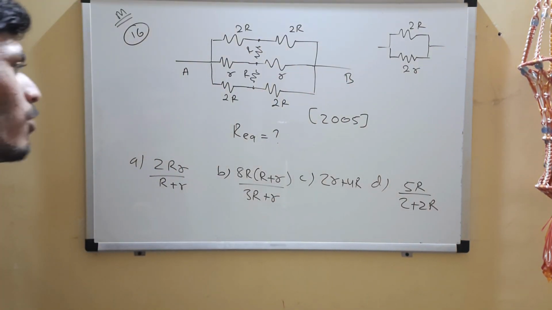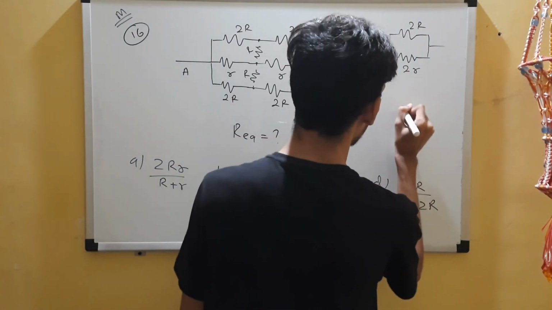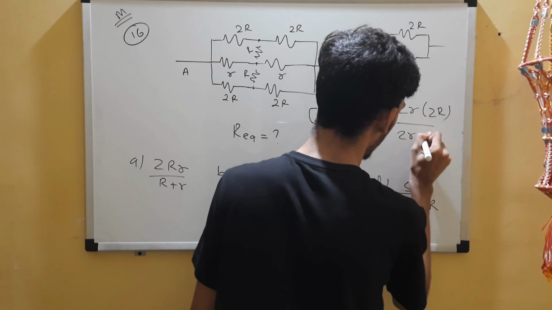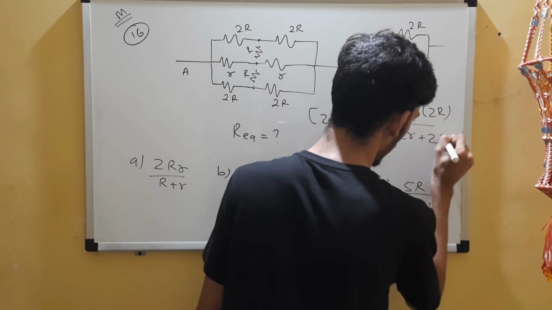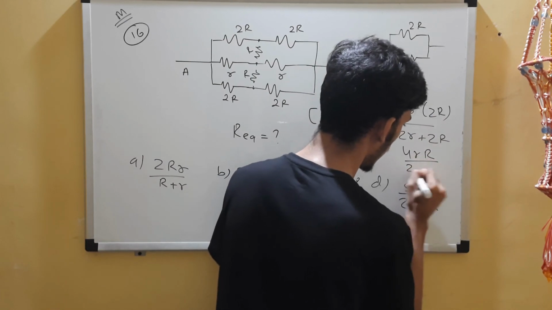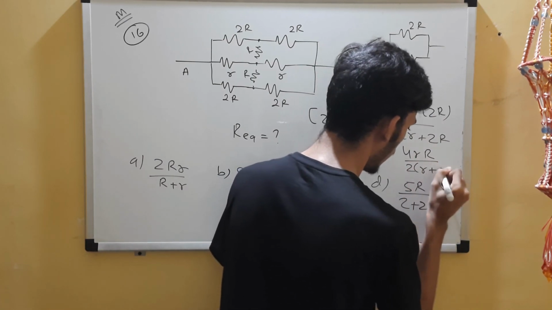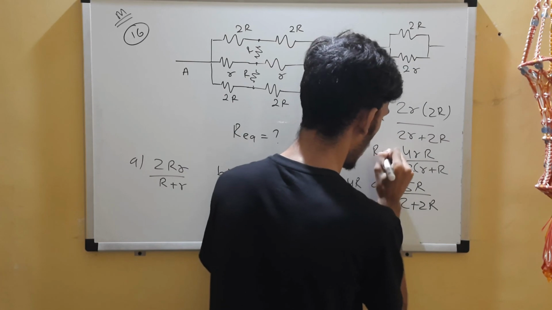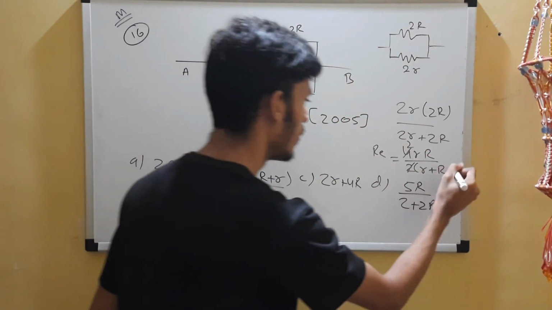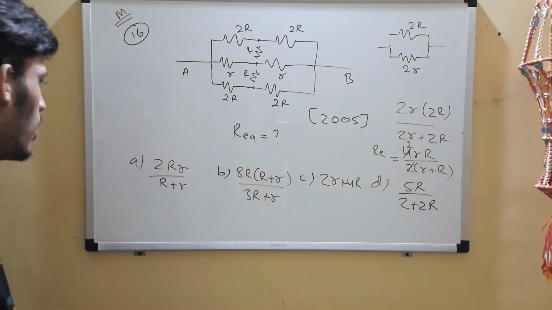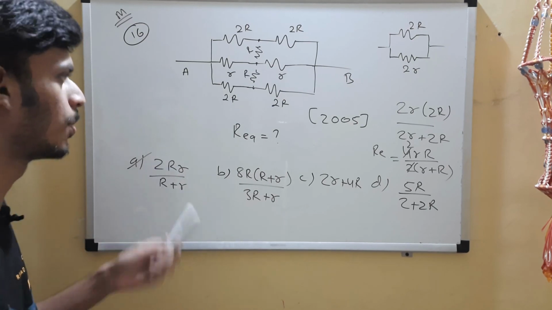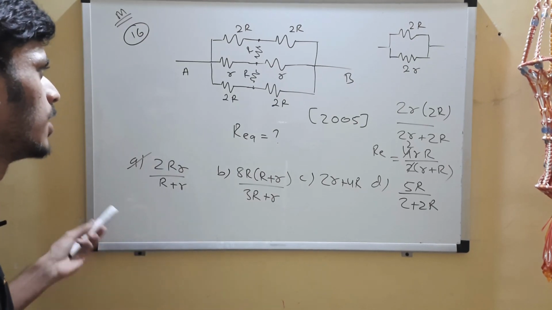So we have to find the equivalent now. Again, product upon sum. So product 2R into 2R upon sum 2R plus 2R. That will be 4R divided by, I can take this 2 common, 2R plus R. This is our R equivalent. This and this will get cancelled. 2R upon R plus R. Option A is the correct choice over here: 2R upon R plus R. Okay, so that is how you do it.